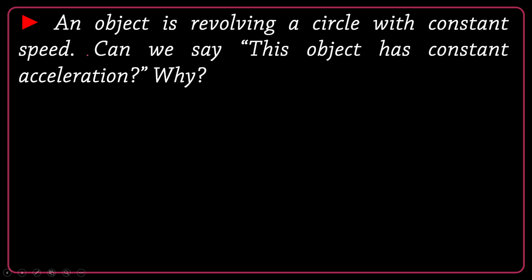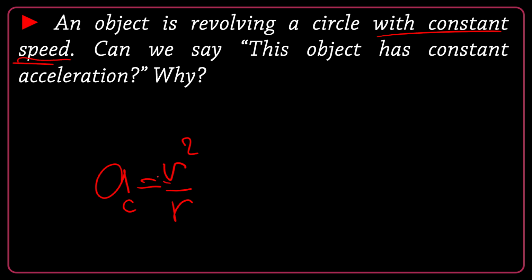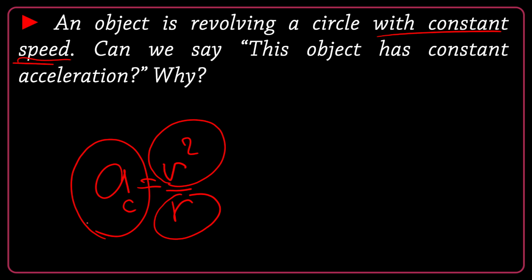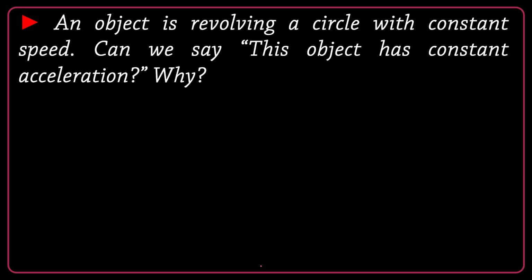Let's solve this problem. An object is revolving in a circle with constant speed, so it's uniform circular motion. Can we say this object has constant acceleration? Why? Guys, look, here I have acceleration, which is going to be v squared over r. Immediately you say, okay, constant speed, so this is constant, so acceleration is constant. But it is totally wrong. I will tell you why.